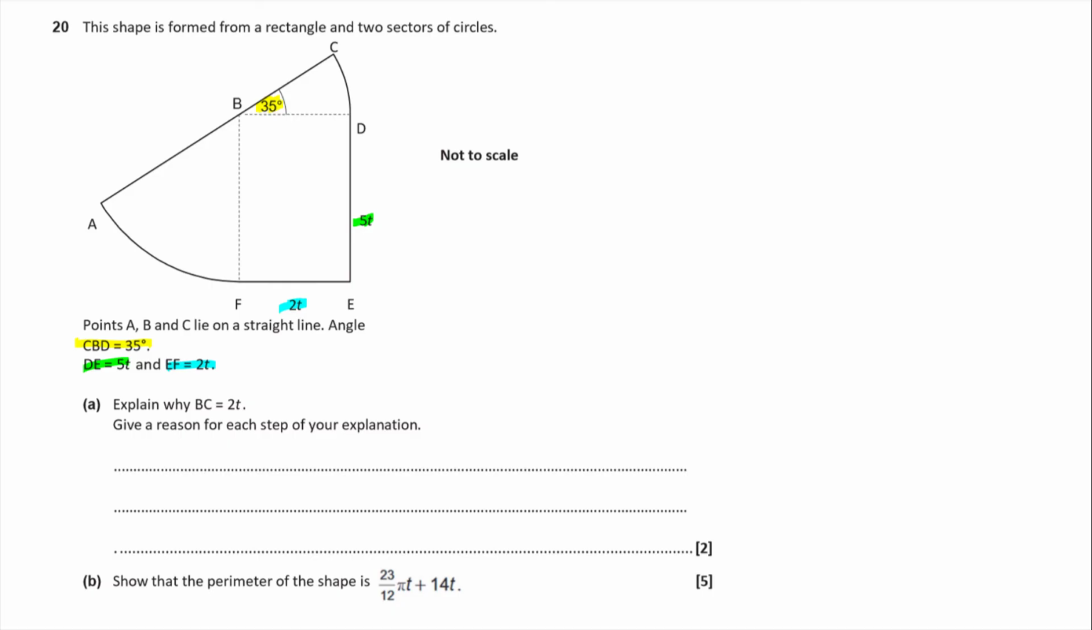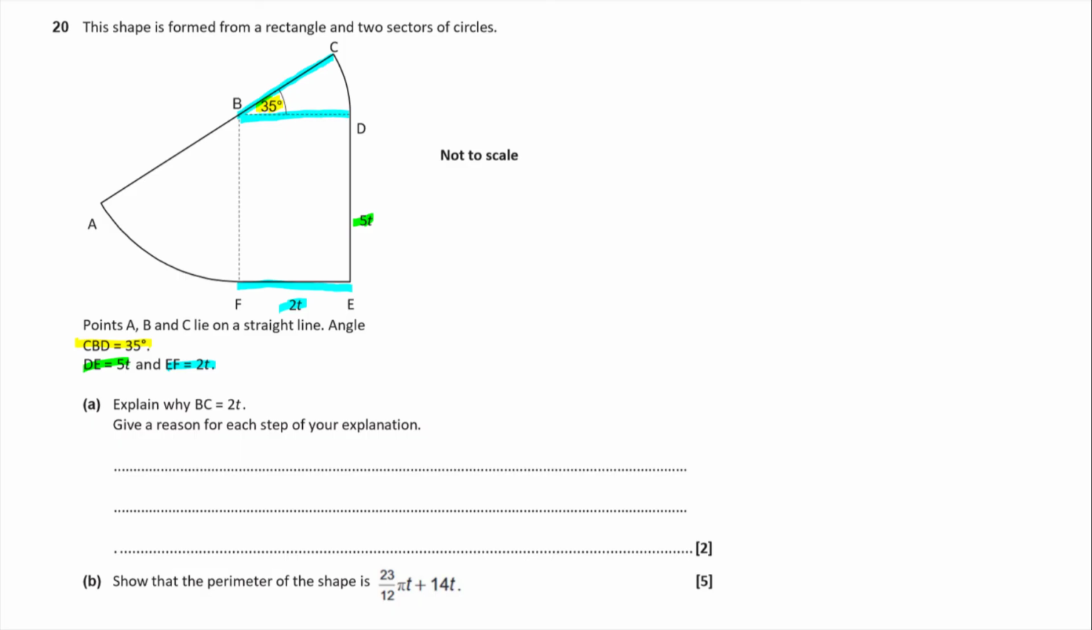Part A says explain why BC equals 2t. Give reasons for each step of your explanation. Okay, well, where's BC? BC is that length there. Now, BC is the radius of that sector BCD there, isn't it? So it's a radius of that sector, but this is also a radius of that sector, isn't it? Because B is the center of the circle, if that's a sector. So those two lengths have to be the same, and that BD is going to be the same as this side here, isn't it? Because they're opposite sides of that rectangle.